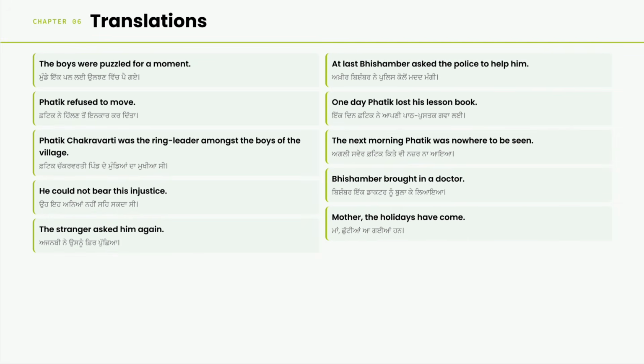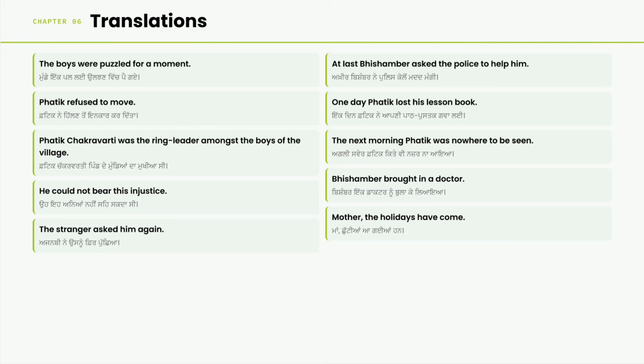Translations from chapter 6. Sentence 1. The boys were puzzled for a moment. Translation: ਮੁੰਡੇ ਇੱਕ ਪੱਲੀ ਉਲਝਣ ਵਿੱਚ ਪੈ ਗਏ. Sentence 2. Fatik refused to move. Translation: Fatik ਨੇ ਹਿੱਲਣ ਤੋਂ ਇਨਕਾਰ ਕਰ ਦਿੱਤਾ. Sentence 3. Fatik Chakravarti was the ringleader amongst the boys of the village. Translation: Fatik Chakravarti ਪਿੰਡ ਦੇ ਮੁੰਡਿਆਂ ਦਾ ਮੁਖੀਆ ਸੀ.